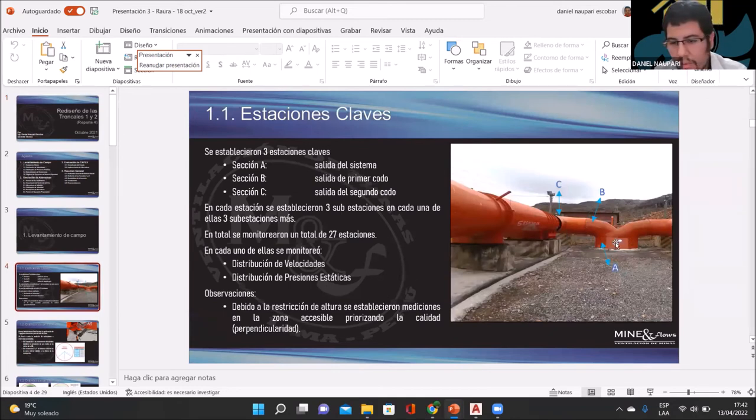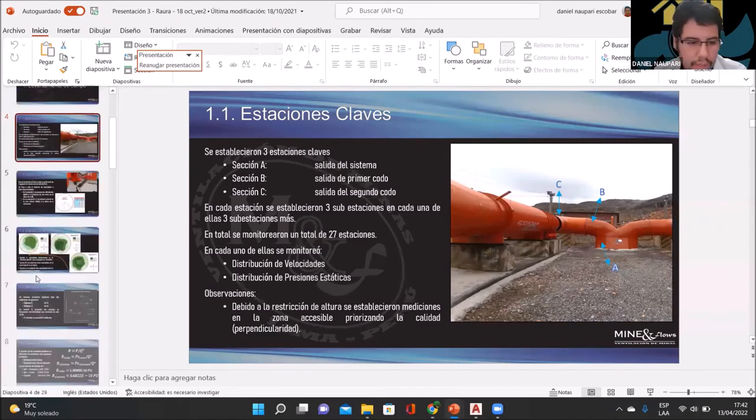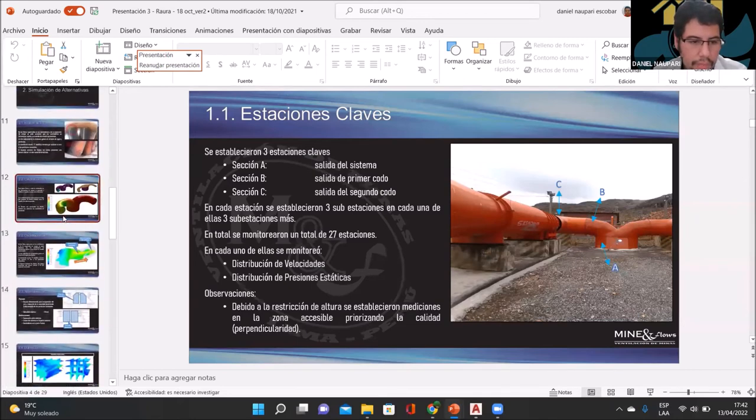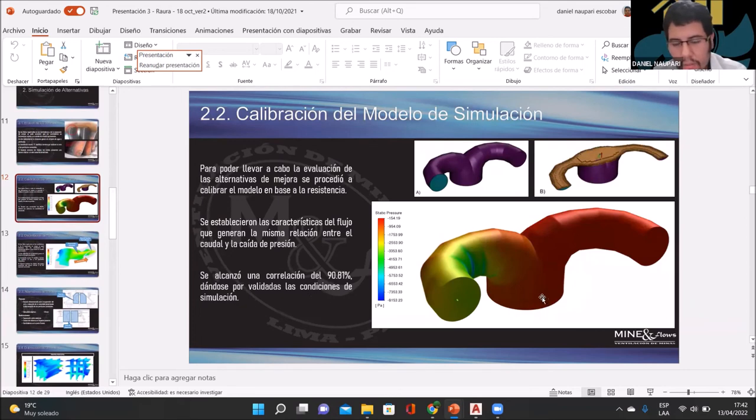In this case, we have the installation of two fans in parallel. This is a vent raise, and we have this fan, and in the other branch, another fan. What is the problem with this installation? Because you have a reduction of the area, the flow increases its velocity, and it generates a lot of turbulence, increases the resistance, and generates vibrations on the structure of the installation.